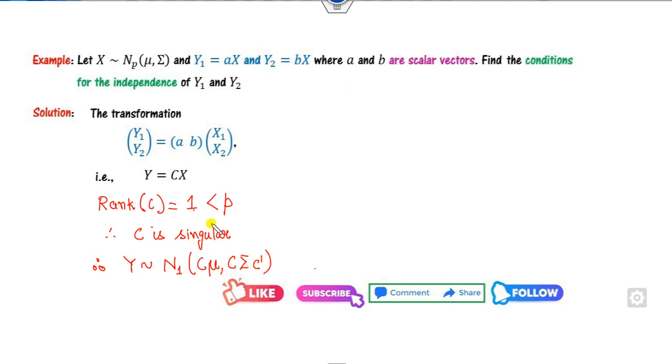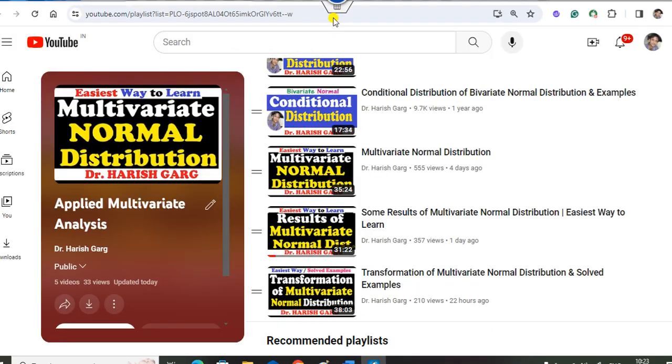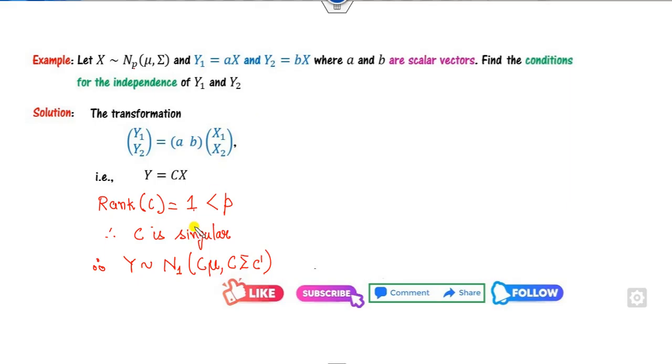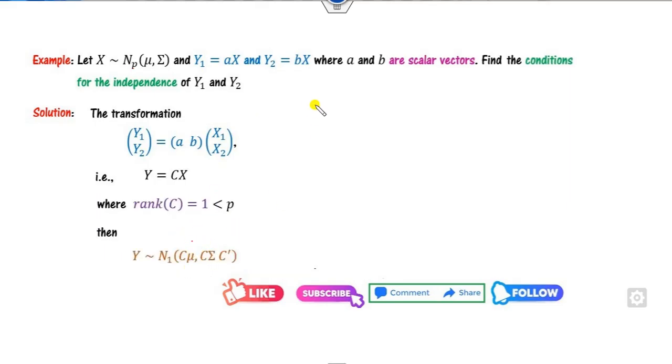Now, how can you take them? As I told you, you must watch my transformation lecture. This is the way as I told you in the transformation part. Now you can find the value of c mu. What is c? C is a, b. Mu is mu1 and mu2, where mu is the mean of x, that is x1 and x2. This is a mu1 plus b mu2.